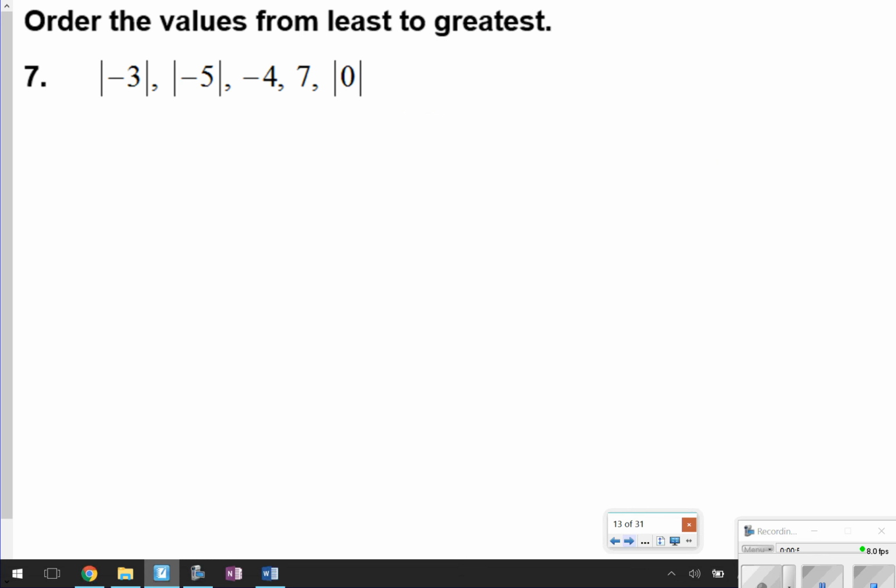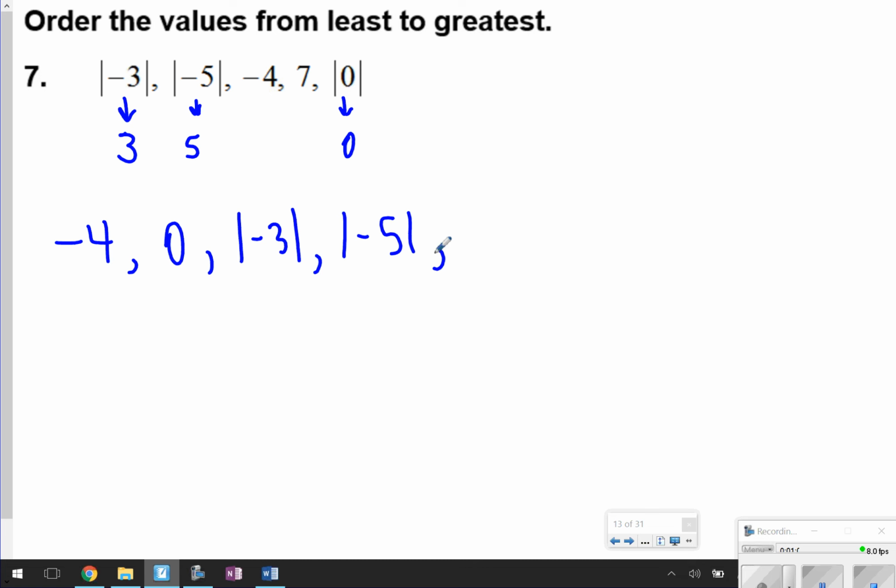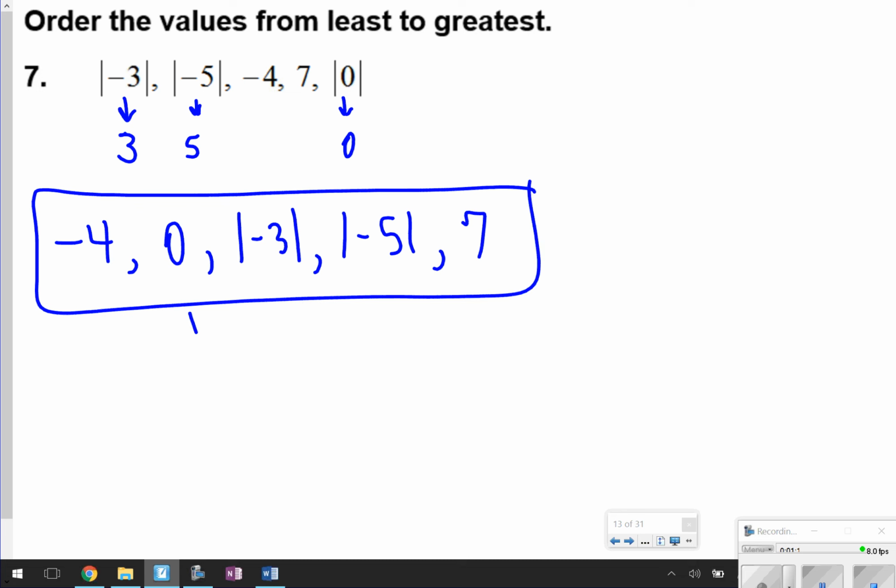We're ordering that right now from least to greatest for number 7. Again, you always want to solve your absolute values first, and then order. The smallest number is -4, and then 0, and then the absolute value of -3, the absolute value of -5, and then 7. Make sure you put it in the original format.